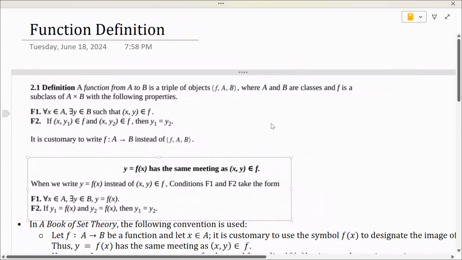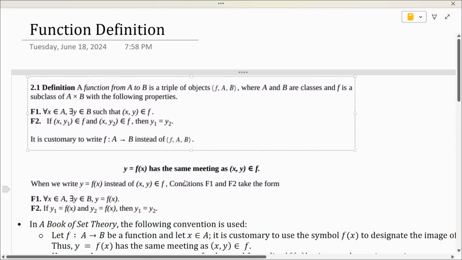Today we'll be going over the definition of a function. The text we'll be basing this off of is A Book of Set Theory by Charles C. Pinter. Here are two little excerpts from the section on functions. So here's the definition of a function.